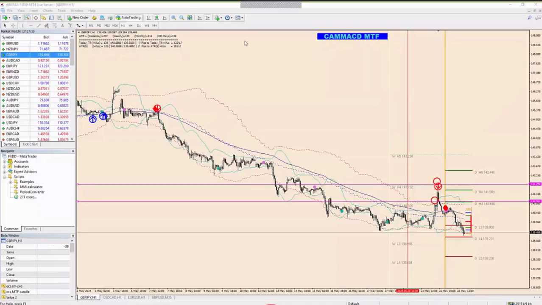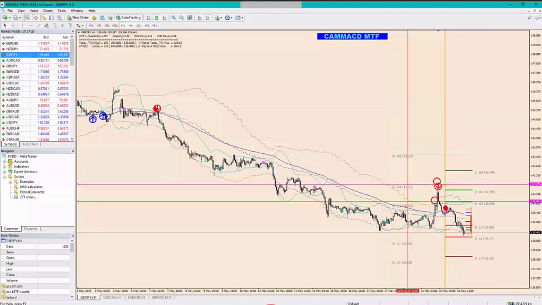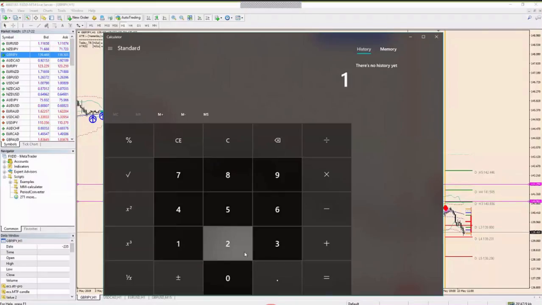So, as I already said, it's based on the equation: 30% of the ATR 5. So here, 120 minus 30% equals 84. Again, guys, you see, basically it coincides with the technical stop, 84 pips. You just need to add the spread. So if the spread is like 3 or 4, then you add it to this number. Okay.